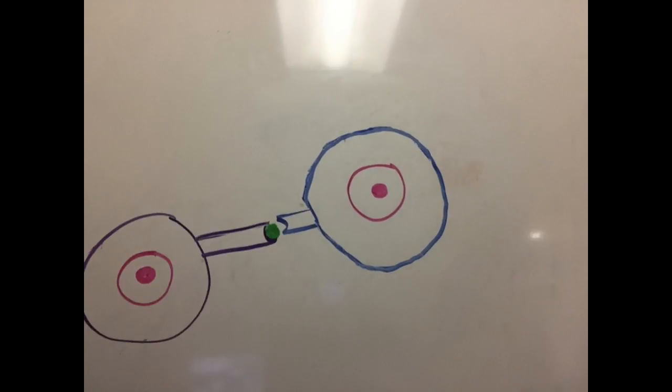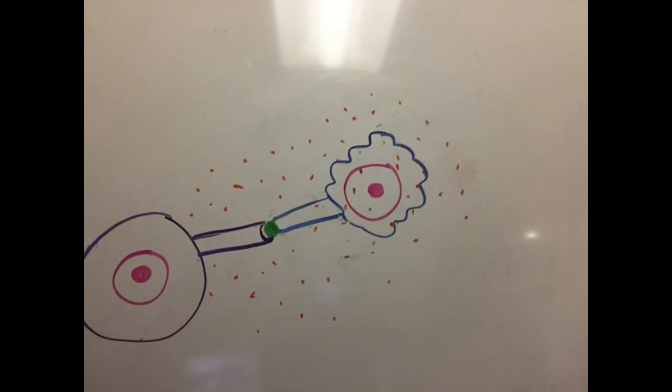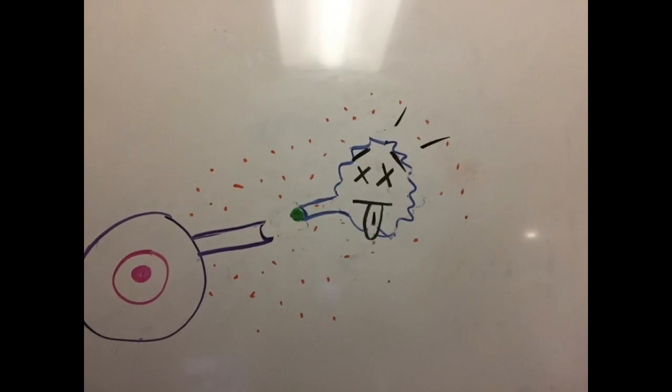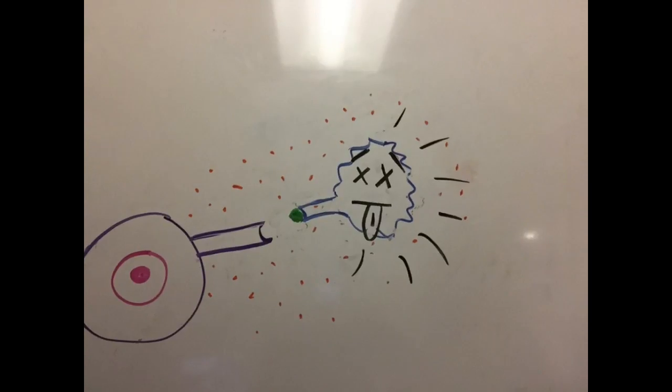A cytotoxic T cell that recognizes an antigen displayed on an infected cell surface will then bind to the infected cell. Following the binding, the cytotoxic T cell releases chemicals that go on to kill the infected cell, resulting in the death of the pathogen.